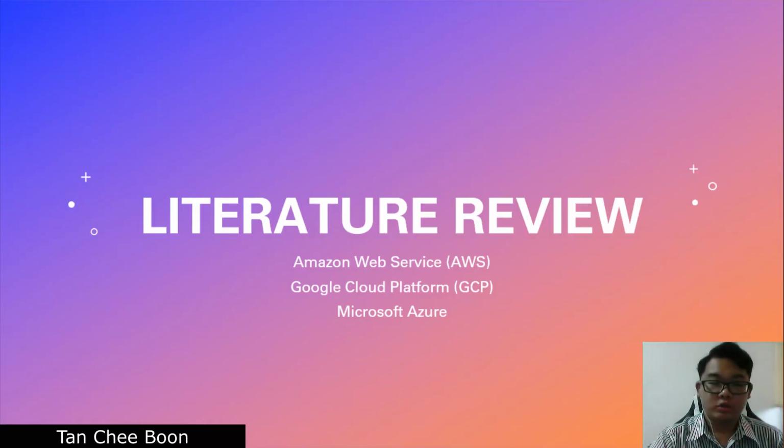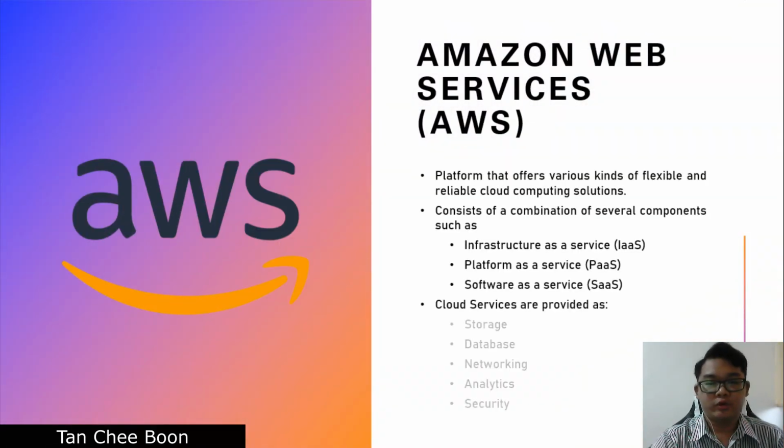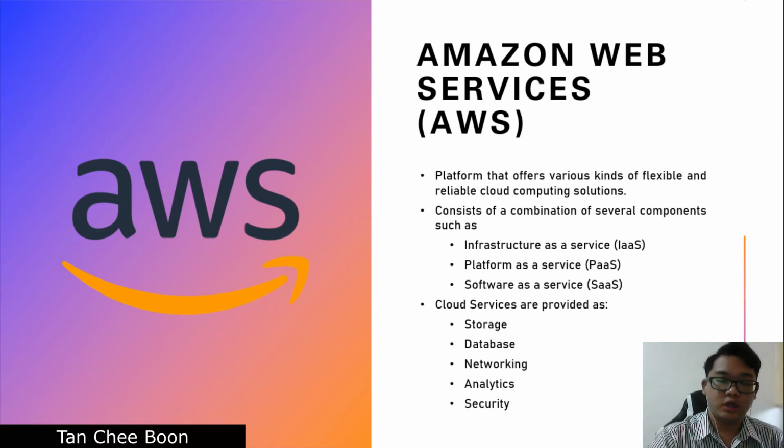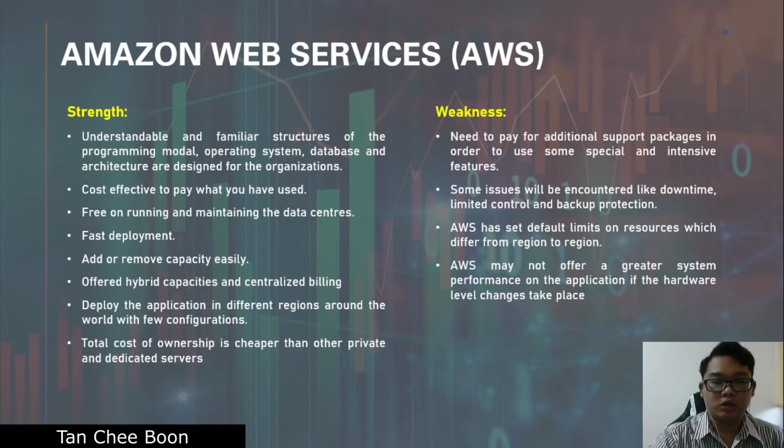And now I would like to continue with the review for the project. In our project, some of the cloud technologies were reviewed. The first one is Amazon Web Services, in short AWS. AWS is a platform that offers various kinds of flexible and reliable cloud computing solutions. And there are some strengths and weaknesses to see in this cloud technology.